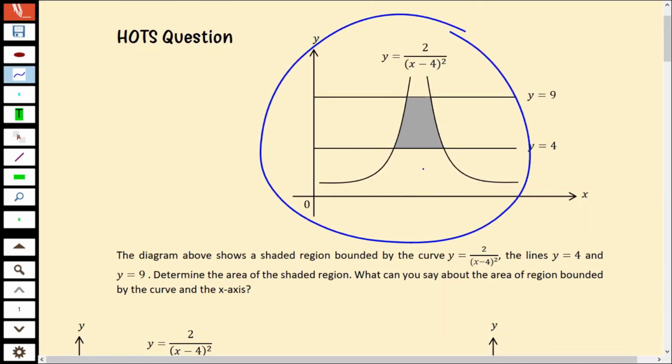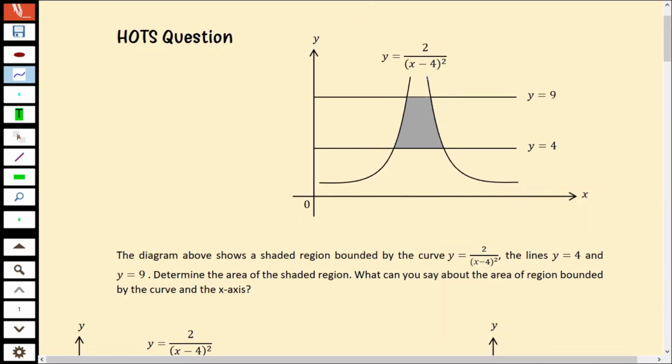A question asked by one of my students: is this two curves? No, guys, this is one equation. Some of them get confused. They say, sir, there are two types of curve, so why is there only one equation? This is a type of reciprocal graph.